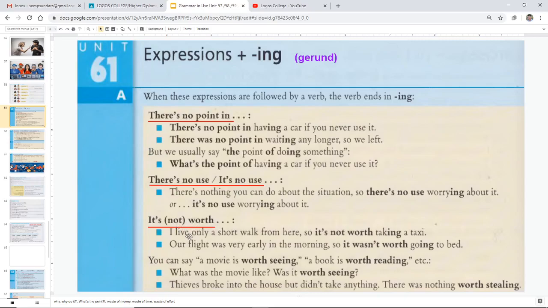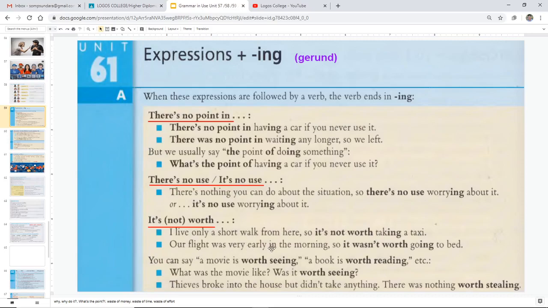It's not worth. These three expressions are very similar: there's no point in, what's the point of, there's no use, it's no use, it's not worth. They have a very similar meaning, and most of it answers why would you do that? It's a waste of money, a waste of time, a waste of effort. Look at this example. It's not worth. I only live a short walk from here, so it's not worth taking a taxi. Okay? So why waste your money taking a taxi when you can walk home?